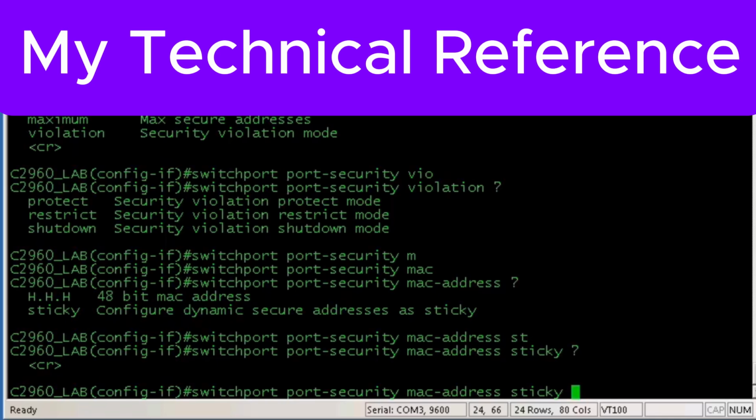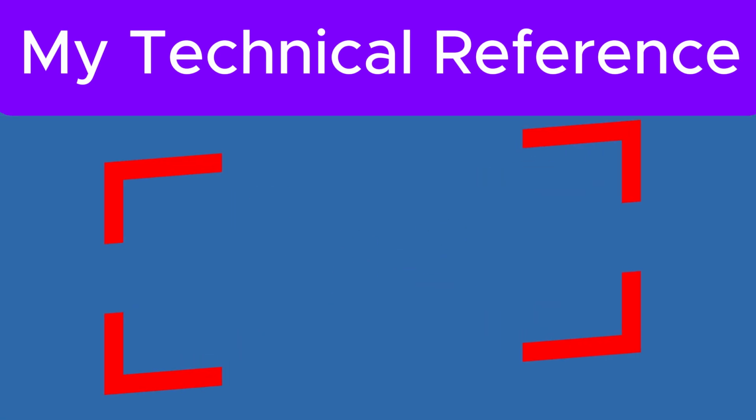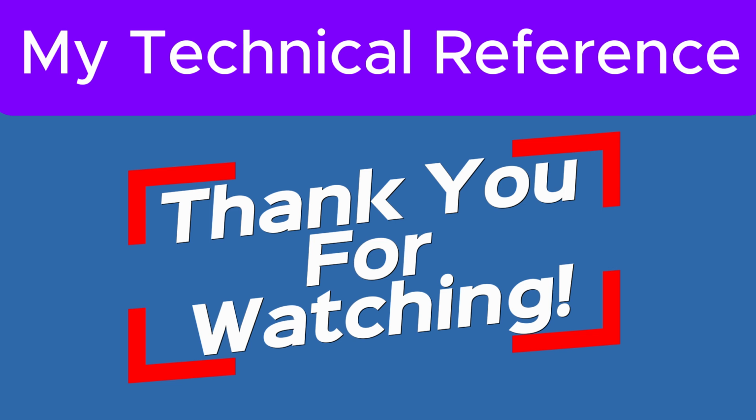So you can really think of sticky as a learning mode. You tell the switch to learn the MAC addresses that are connected to it, you let it run for a day or so, then you go and look at the running config, and if it looks good to you, then you can write that config to the startup configuration, and then the switch will remember those MAC addresses the next time it boots up. And that pretty much covers switch port security, and that concludes our discussion of switch port security.